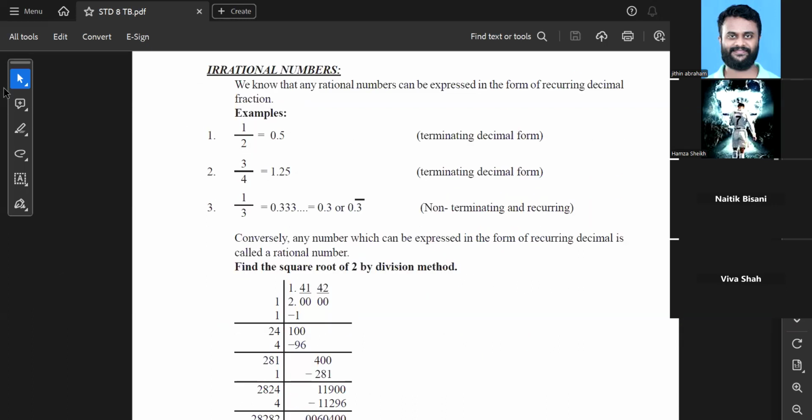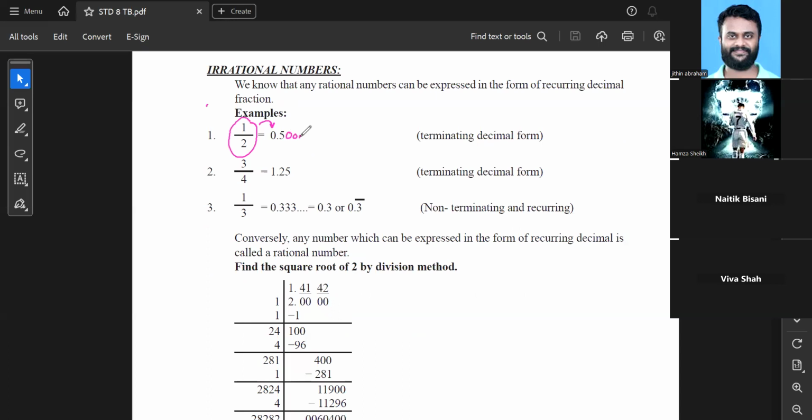Okay, going forward, speaking about irrational numbers, we know that any irrational number can be expressed in the form of recurring decimal fractions. Now let's discuss what a recurring decimal fraction is. For example, if you have 1 upon 2 as a fraction, when you convert it into a decimal number, it is 0.5. Is there anything beyond it? No, nothing is there beyond it.